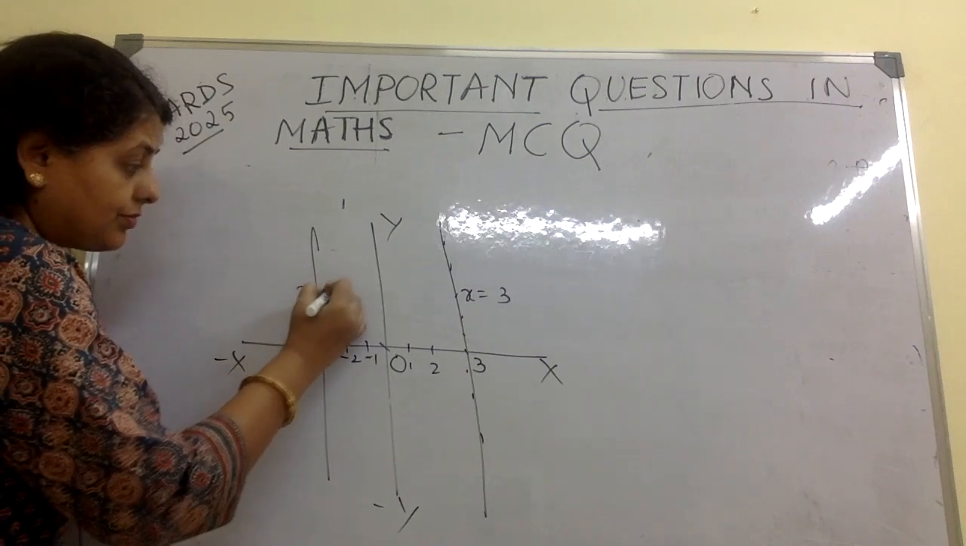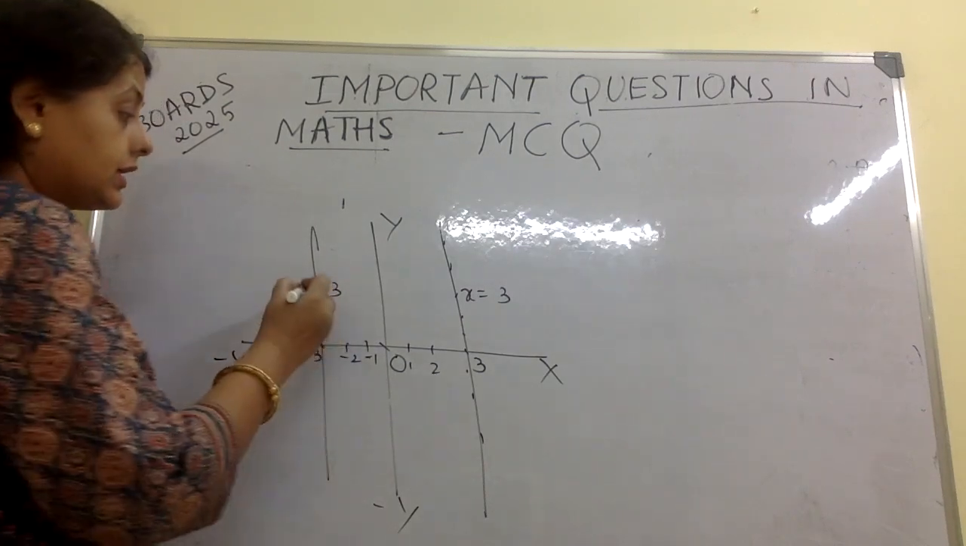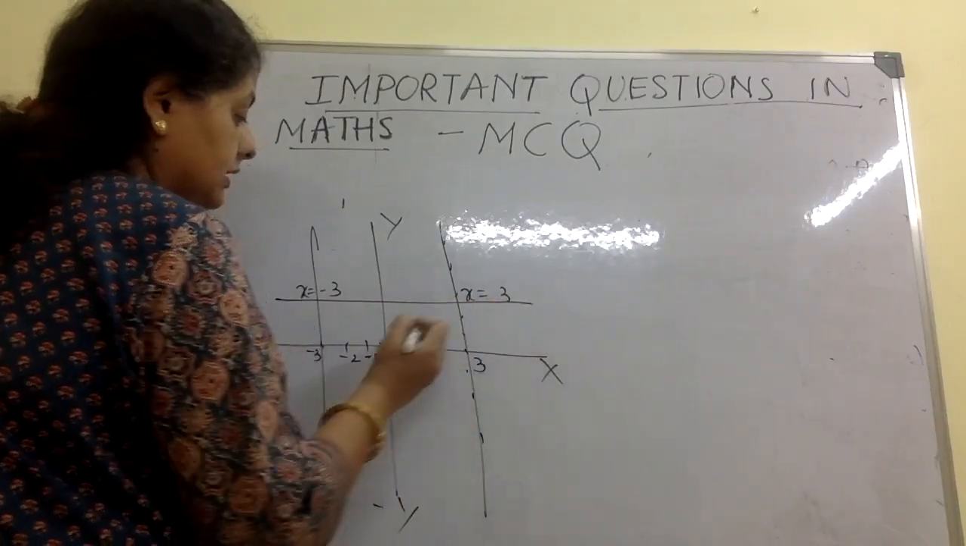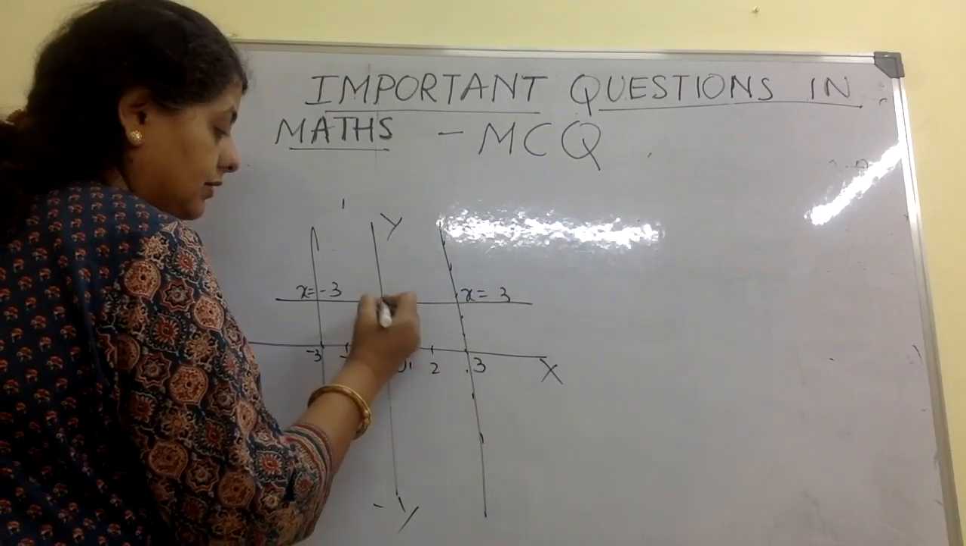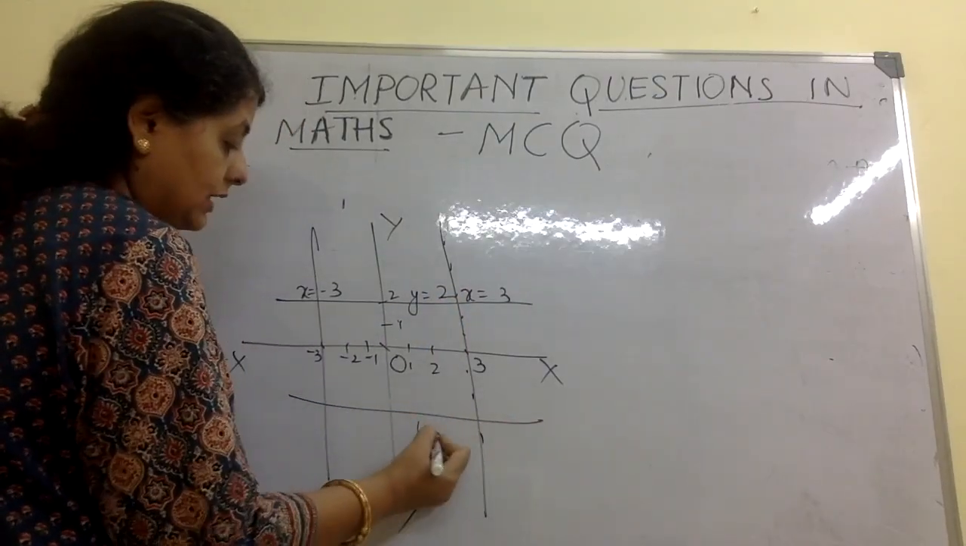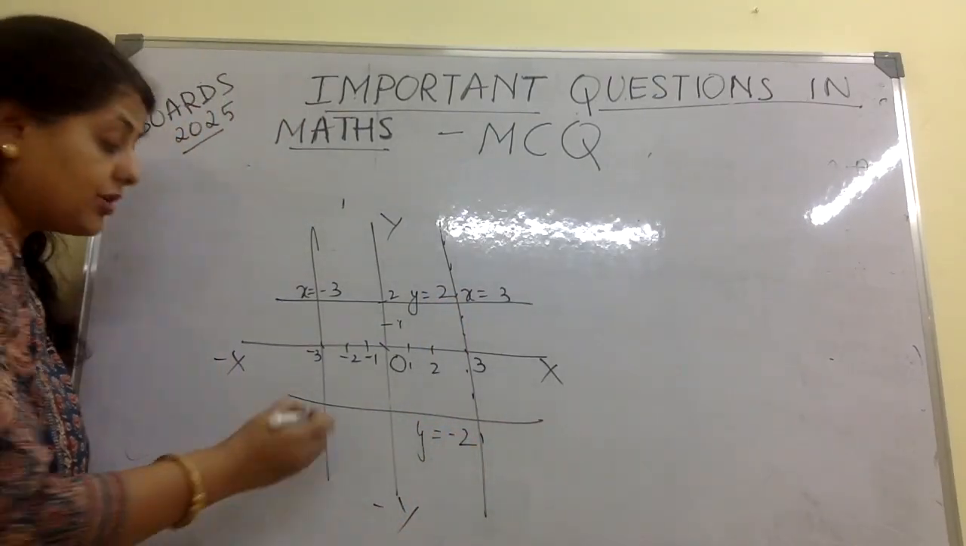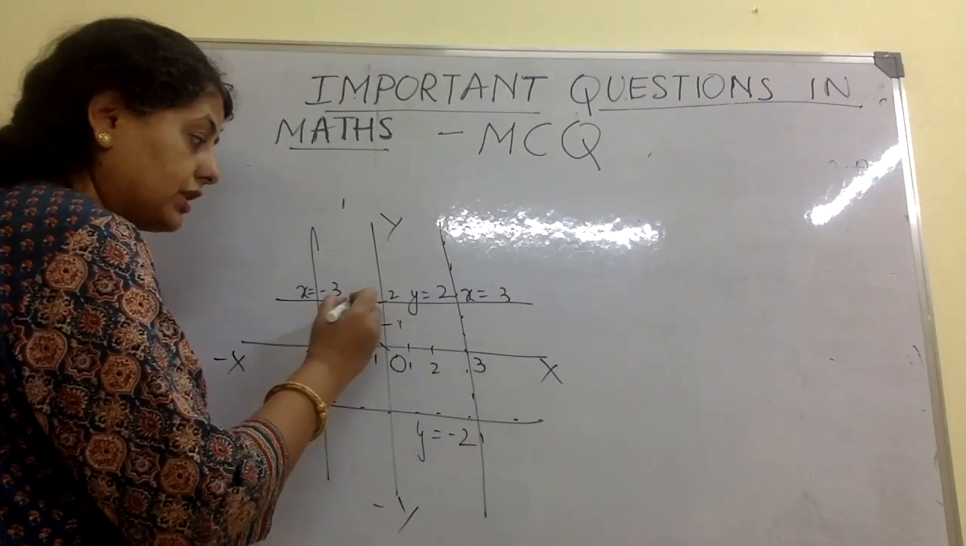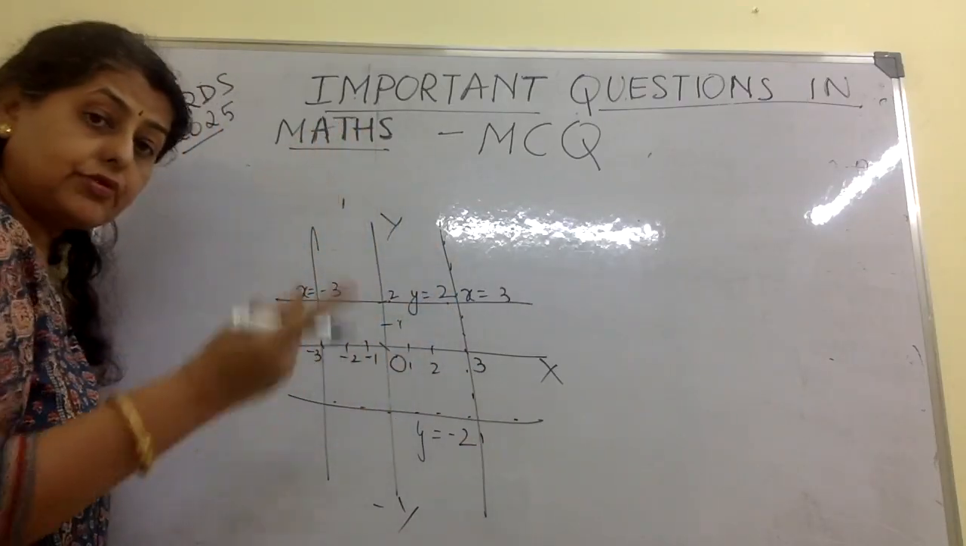This is x is equal to minus 3. If I take this, supposing this is going through 1 and 2, y is equal to 2. Similarly y is equal to minus 2, because everywhere y will be minus 2 only and x will change. So you have to keep that in mind.